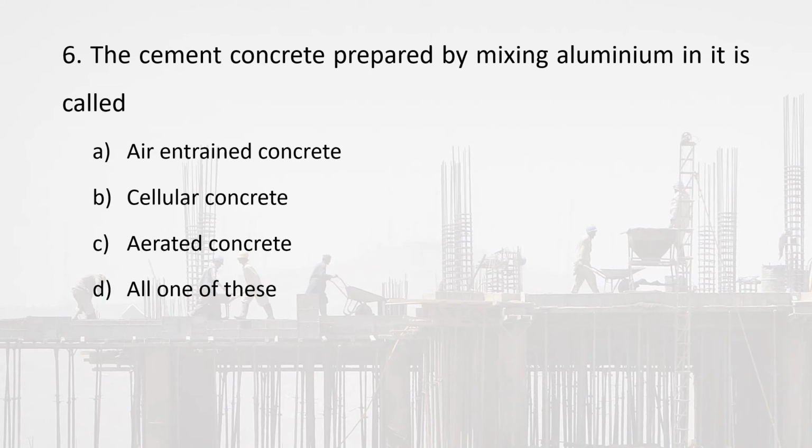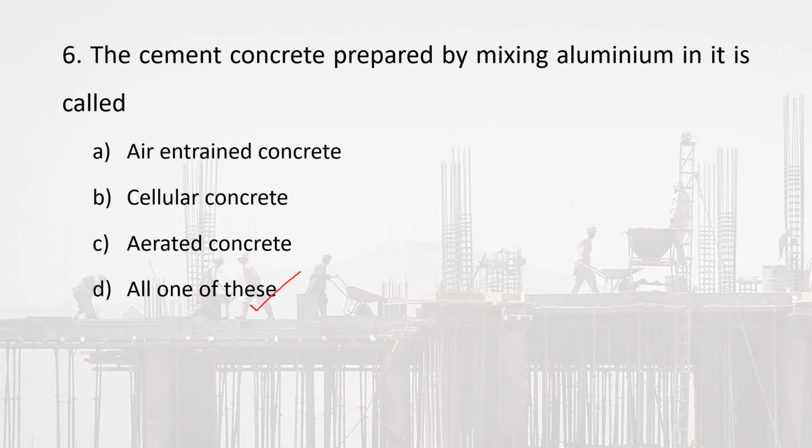Next question. The cement concrete prepared by mixing aluminium in it is called option A, air entrained concrete, option B, cellular concrete, option C, aerated concrete, and option D, all of these. The correct answer is option D.